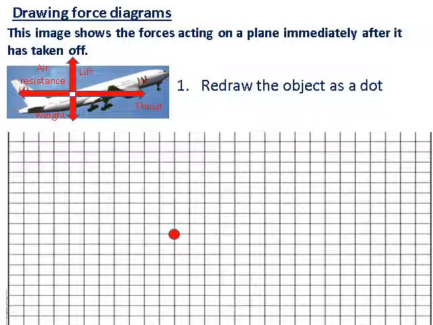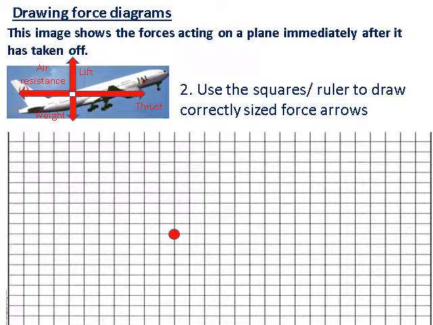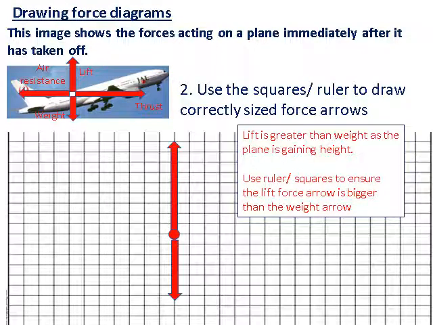And then using a ruler, I would like you to draw the lift and weight arrows. The lift arrow, I'd like to be 9 centimeters going upwards. So the distance from the dot to the point of your arrow should be 9 centimeters. And the weight arrow should be 6 centimeters from the dot to the point of the arrow. If you need to, pause the video, count the squares. It's 1 square per centimeter.